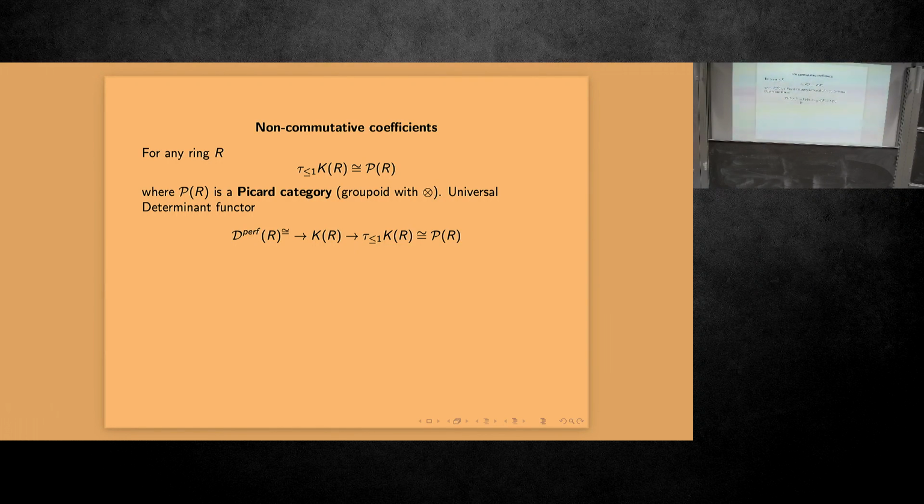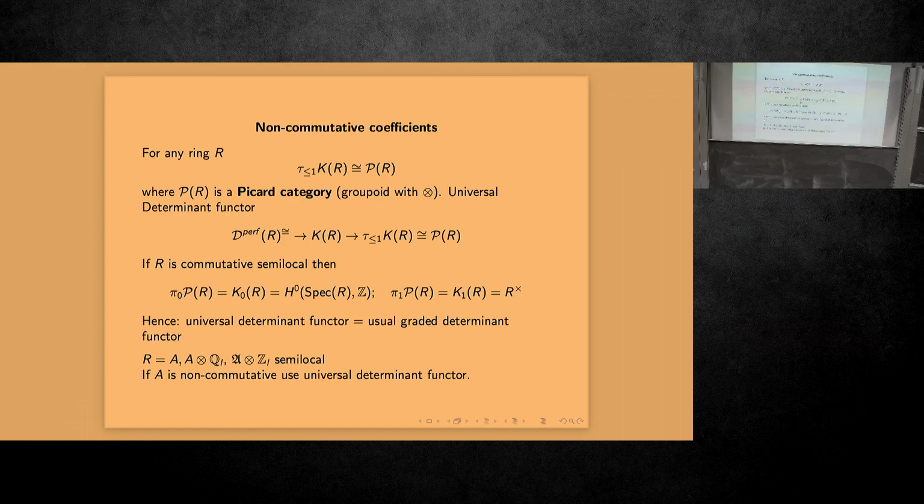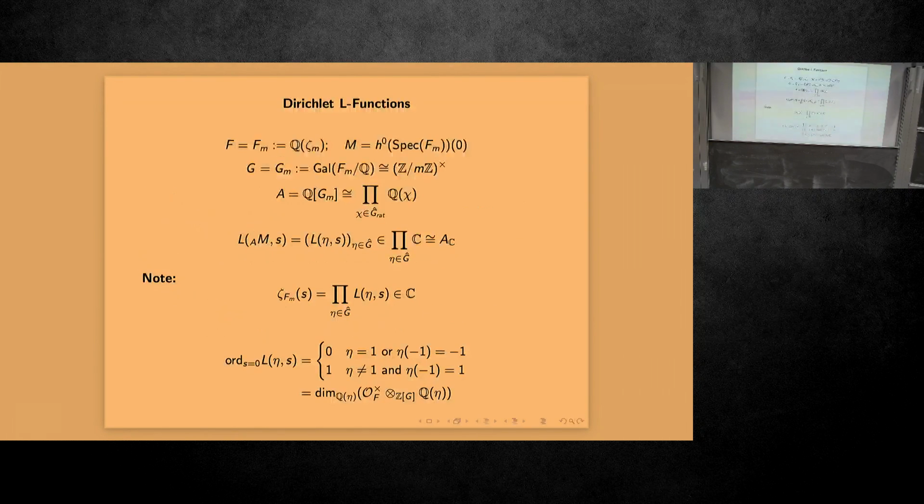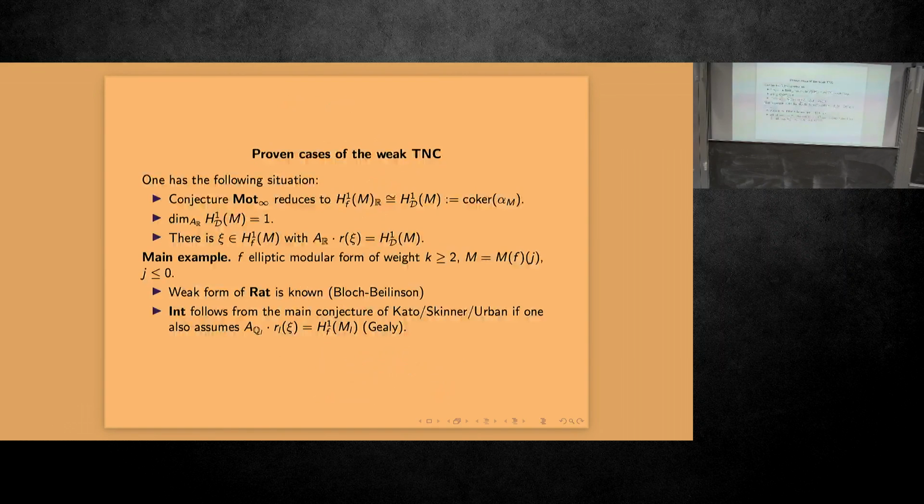You can do the same with non-commutative coefficients. So maybe this I'll skip. I don't have to assume that A is commutative, so I can do everything using the determinant formalism non-commutatively. And so this is now what people call the weak Tamagawa number conjecture, where you don't know finite generation. I guess I have to conclude now in some way or another.